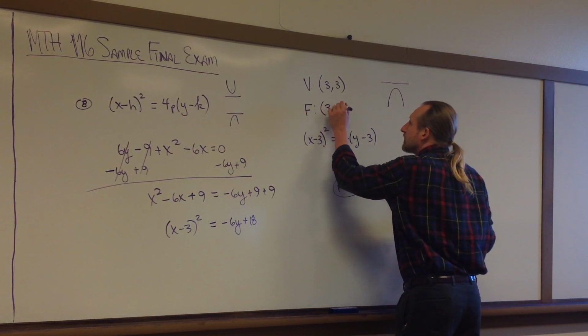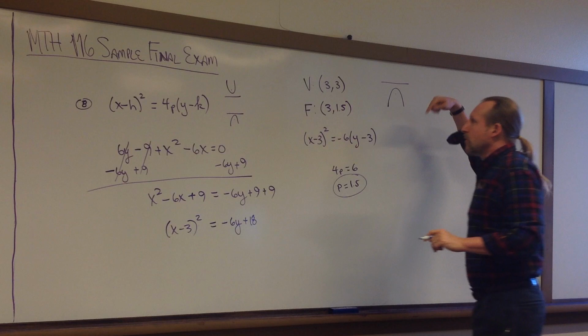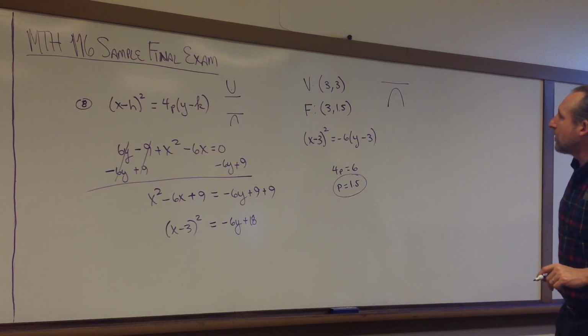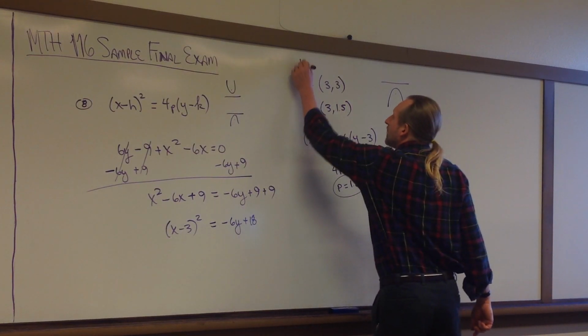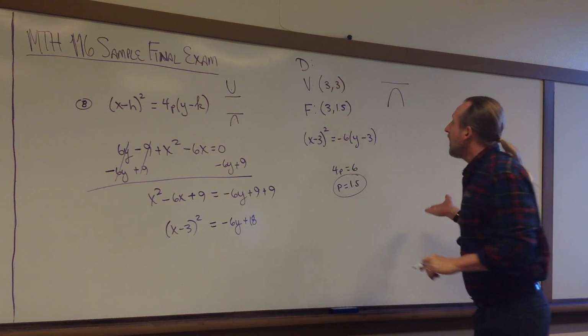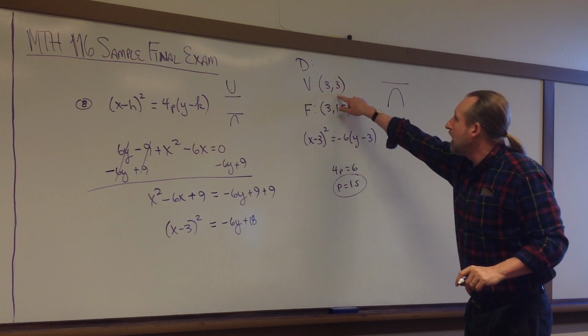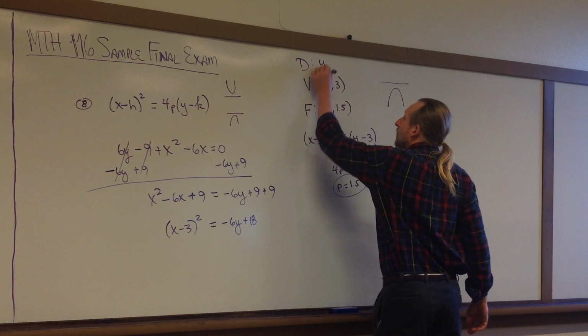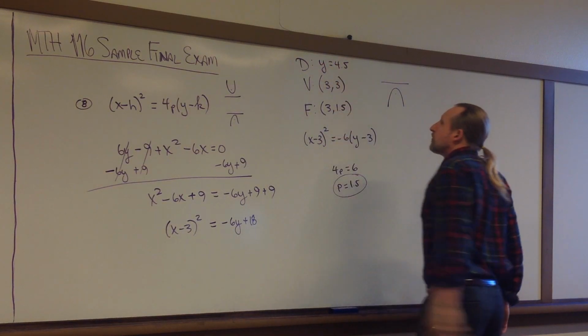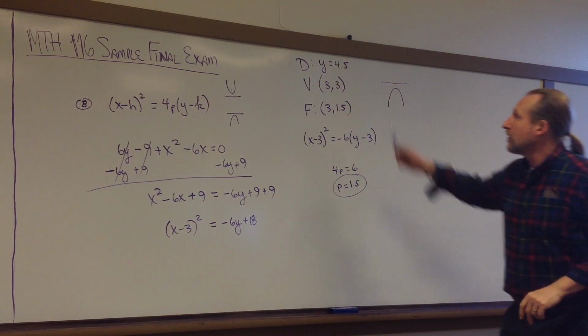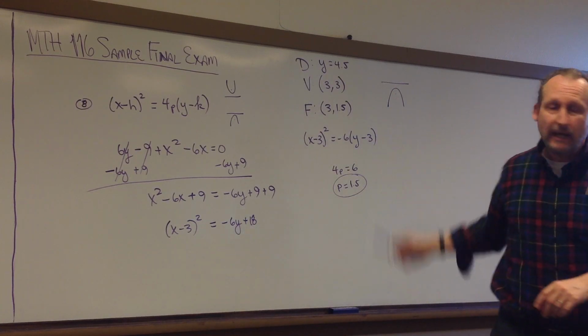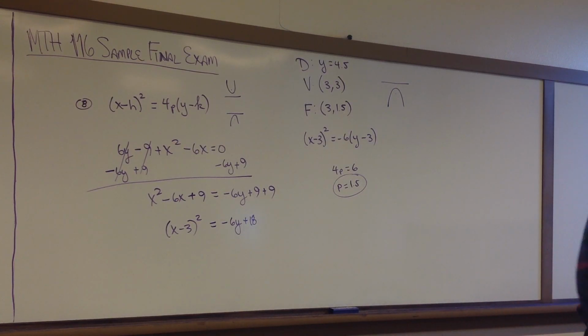So the focus is going to be 1.5 places below the vertex. The x-coordinate stays the same. The y-coordinate we subtract 1.5 from. And then the directrix is going to be the line that's 1.5 above the vertex. So that's going to be the horizontal line y equals 4.5. And there we go. Vertex, focus, directrix, and equation in standard form.